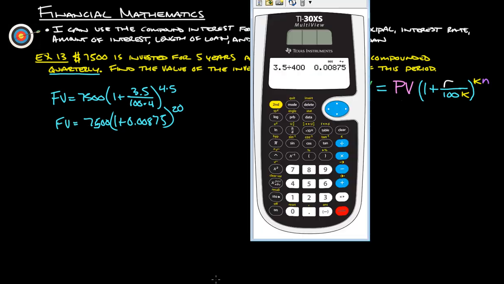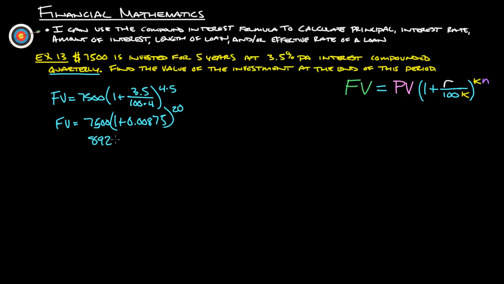Back to our calculator, we can just enter this all in. That number's not too bad. 7,500 times 1 point, because we're just adding those together, 1.00875 all to the 20th power. And that gives us 892755. So the future value is going to equal 892755. Find the value of the investment at the end of this period. Okay, so that's what we have.